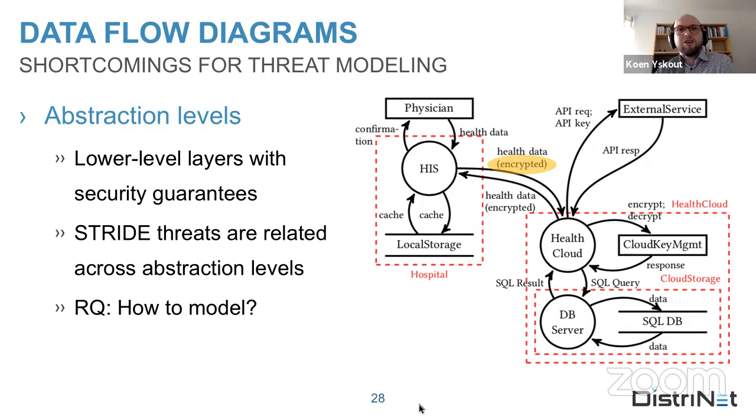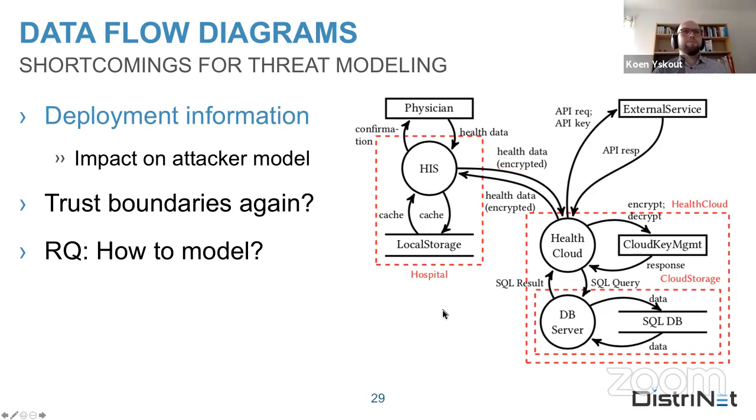Okay, and then I'll quickly go to the last shortcoming, which is related to the previous. It's the information on the deployment and the impact of that on the attacker model. So you can use trust boundaries for that. But as we've seen, trust boundaries already have or can have some different meanings than just deployment. So we think it would be beneficial to separate the different roles of trust boundaries: this is deployment, this is a certain privilege level, and the other uses that we also describe in the paper.